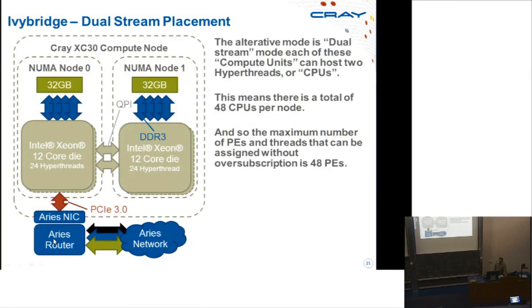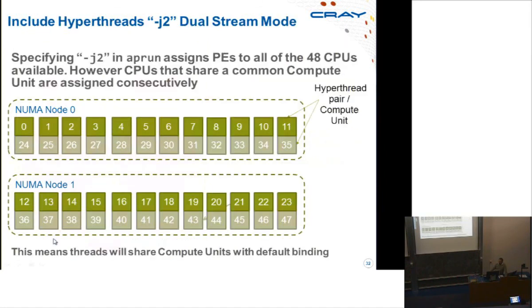Dual stream placement. This is where we enable this extra set of hyperthreads. So effectively you have a second set of CPUs that form in the background, meaning that you now have a total of 48 CPUs per node. You do this through the j2 option. So the maximum number of processing elements, or PEs, and threads that can be assigned becomes 48 without oversubscription. Specifying j2 enables this, and it forces aprun to start binding things to the hyperthreads.